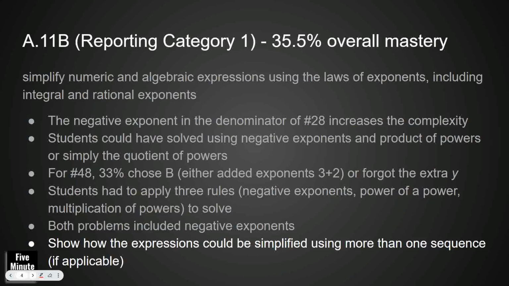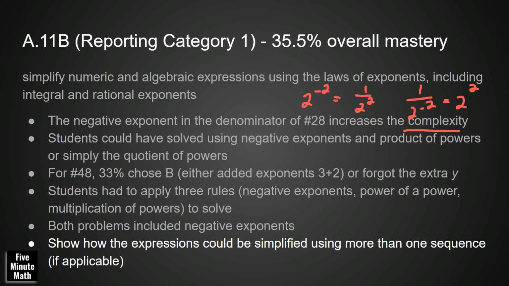So that negative exponent in the denominator of 28, that first one, definitely increased that complexity because we know that 2 to the negative 2 equals 1 over 2 to the 2, right? So we kind of know that if it's just a regular exponent and it's to the negative power, we're going to put it in the denominator. But does every student know that if we have a negative that's already in the denominator, it's going to end up flipping back up to the top? So that is something that we need to speak about with kids.